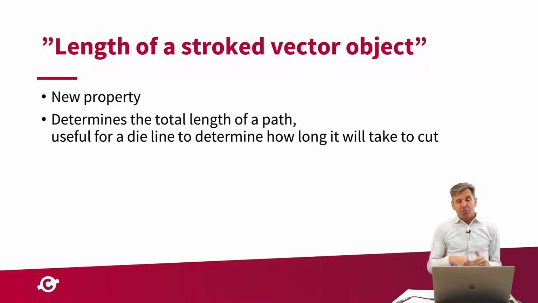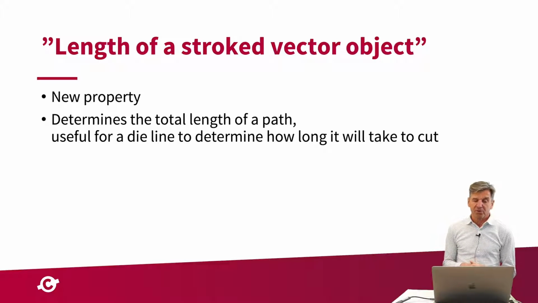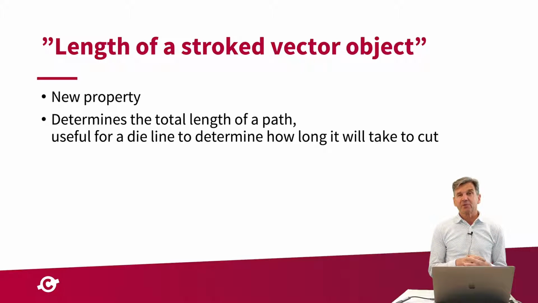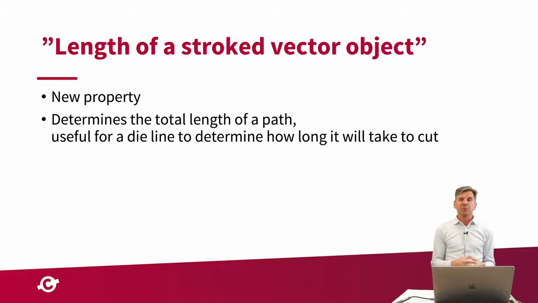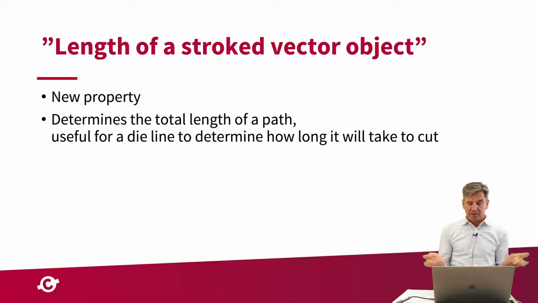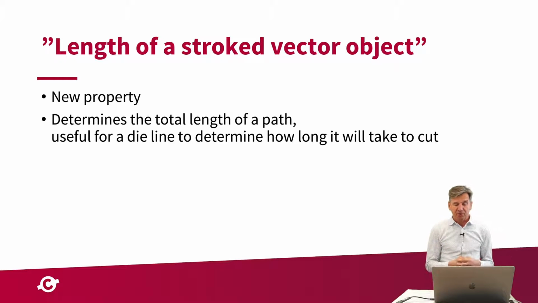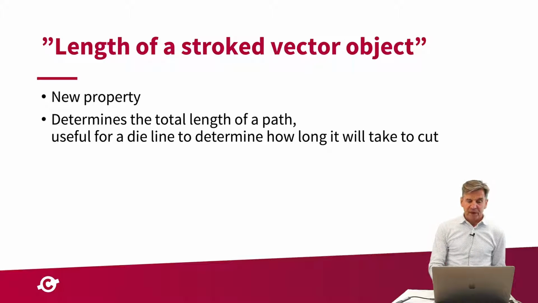They want to know basically the length of all the paths on a page. And that is also possible in pdfToolbox 15. There's a new property, length of a stroked vector object, and then you can give it a threshold, and it will, in the trigger value, report to you how long that vector object actually is. And then you can total all of the vector objects on your page, and then you have the total length of what the cutter will have to do.